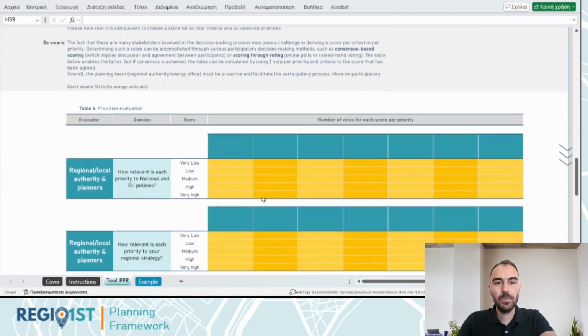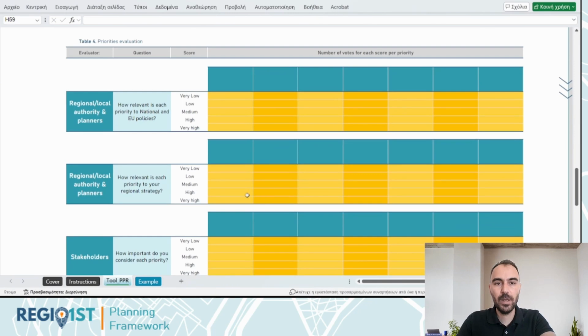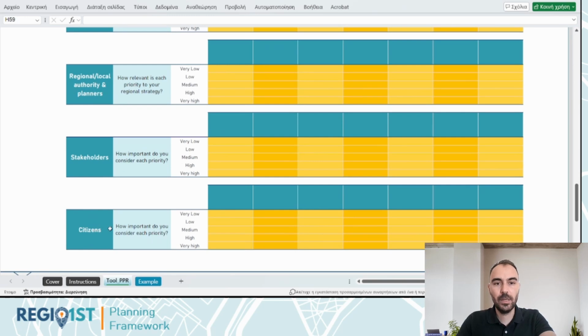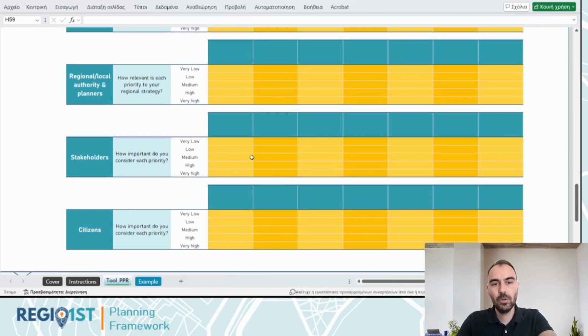Step 3 involves a participatory approach, engaging all stakeholders and citizens in the planning process. Each selected priority must be evaluated based on the designated criteria. The tool's flexible architecture allows inputs from various participatory methods and tools to foster engagement and inclusivity.